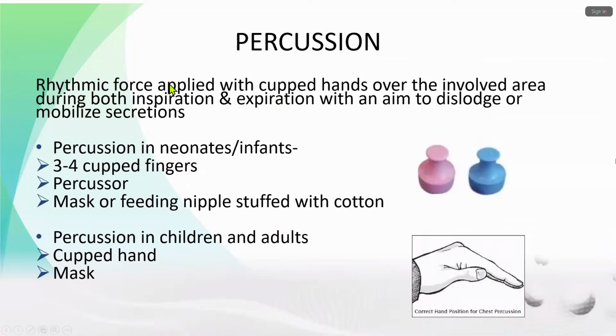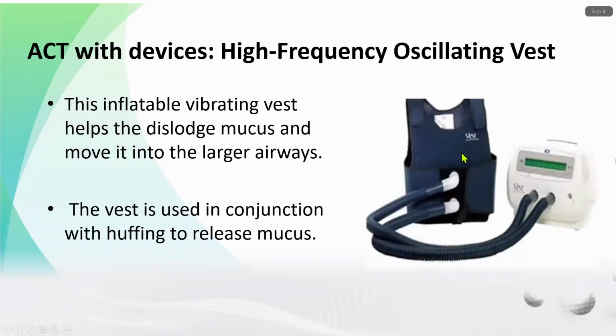Then percussions are rhythmic force applied with the cupped hand over the involved area during both inspiration and expiration. And you can use these devices or you can use your fist. Then there is a high frequency oscillation vest. This is an inflatable vibrating vest, which helps dislodge mucus and move it into the larger airways.